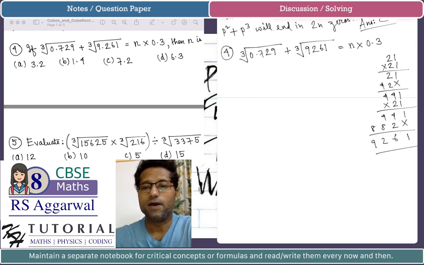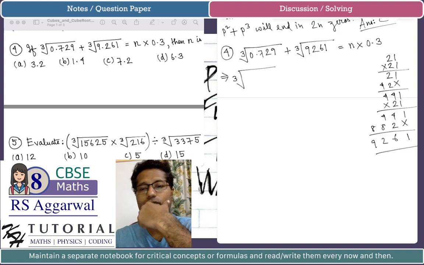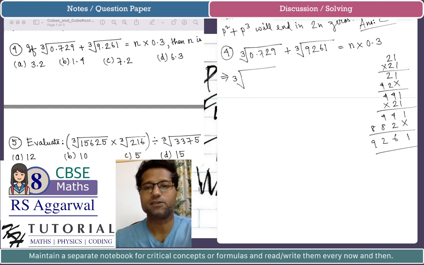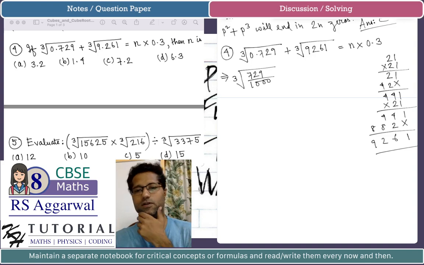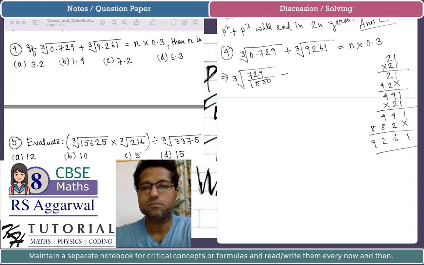Okay, so now the cube root of a decimal number, we always try to convert the decimal number to a fraction. So this will be 729 divided by 1000. Since the decimal number 0.729 has 3 decimal places, 0.729 is equal to 729 divided by 1000. And this we have already found.